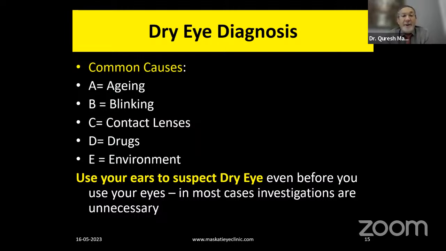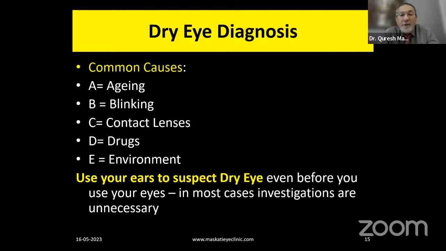And E is environment. In a city like Mumbai, which is highly polluted, a lot of patients get dryness because of the environment. If you're working in a chemical factory, you're more prone to it. If you're working at high altitudes where the air is very dry, you're more prone to dryness. So A, B, C, D, E of dry eye is something which all family physicians can ask every patient. You simply need to use your ears to suspect dry eye even before you use your eyes.